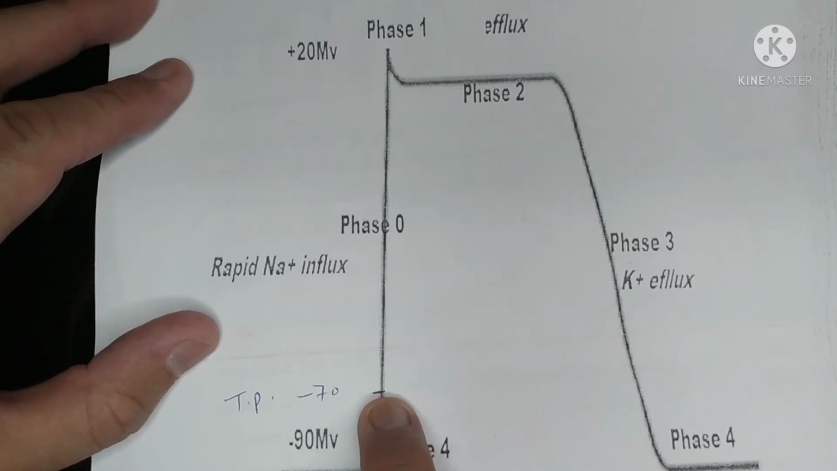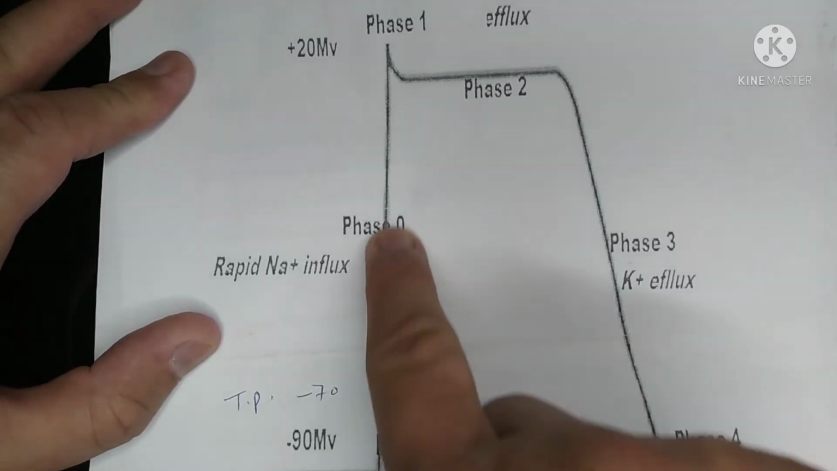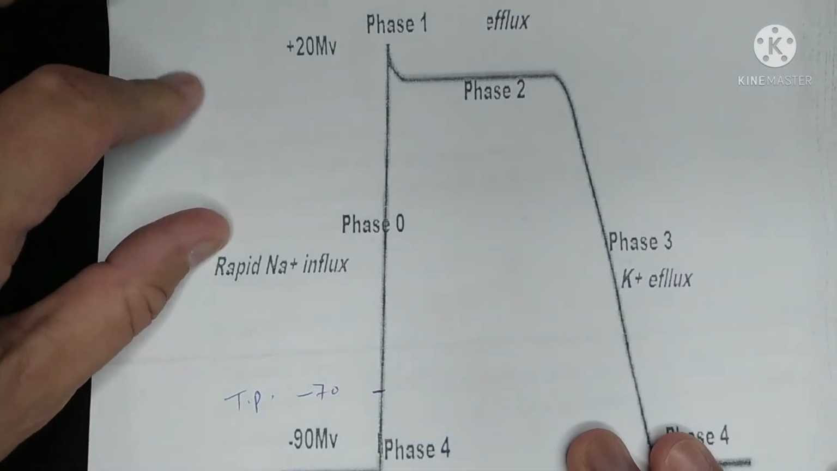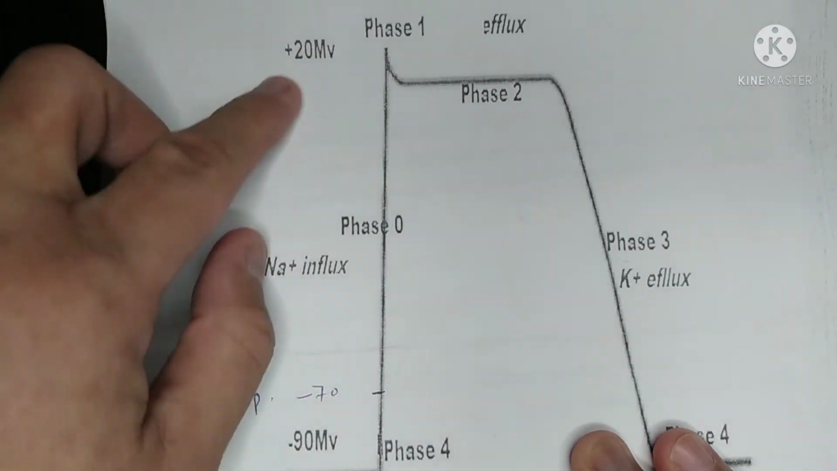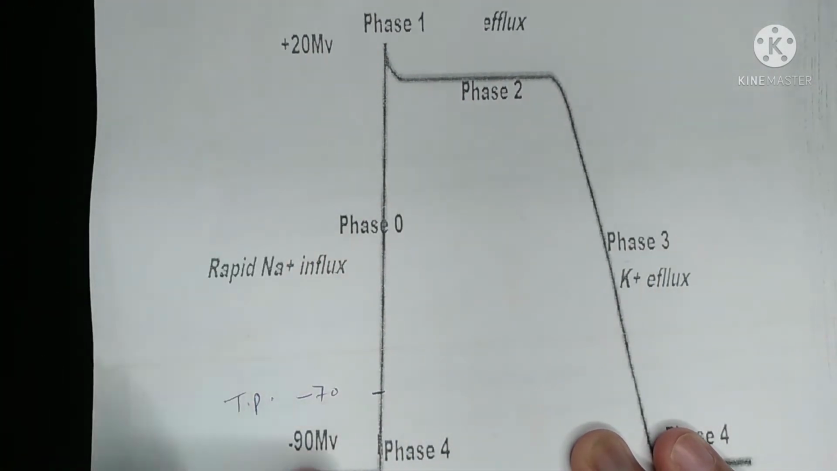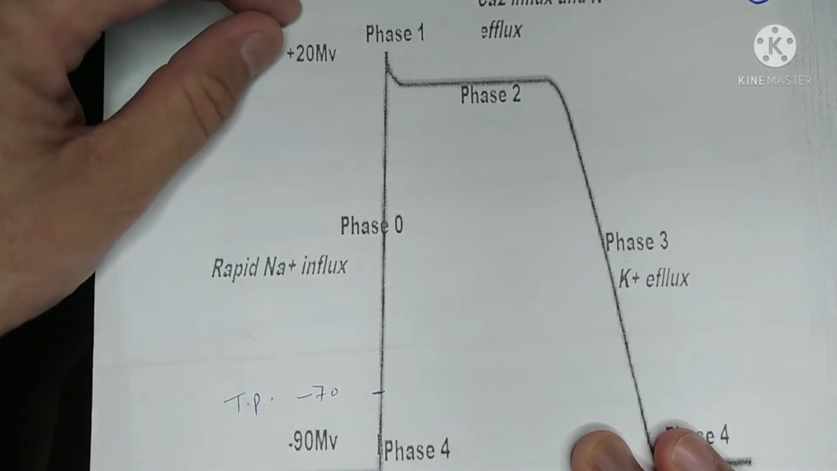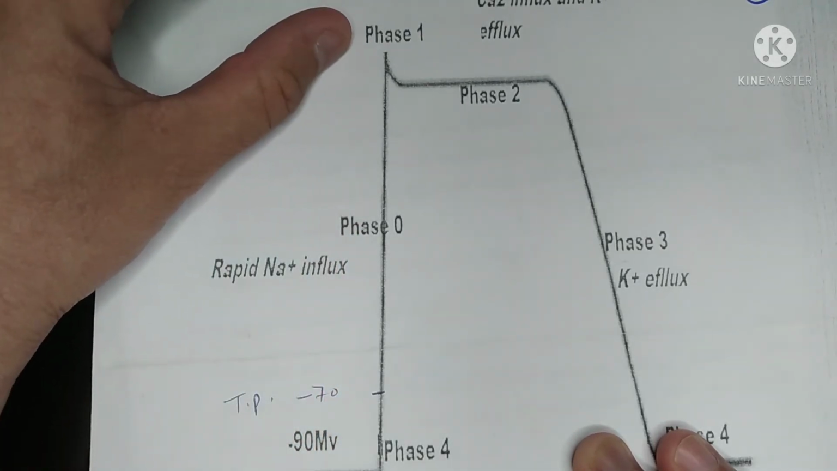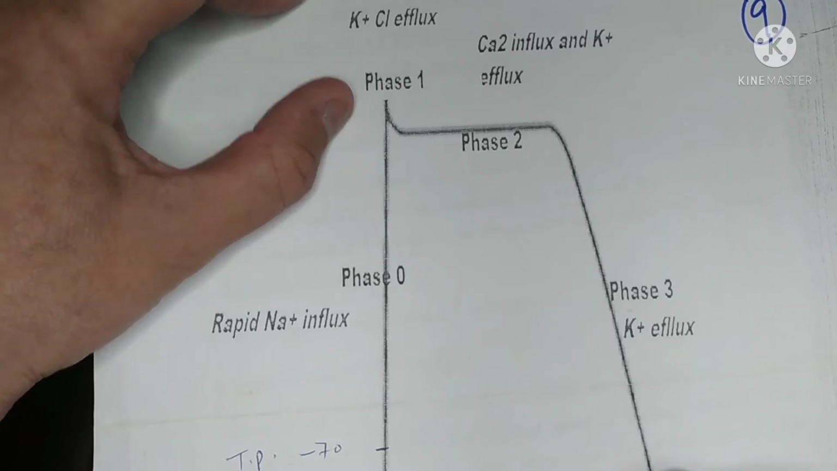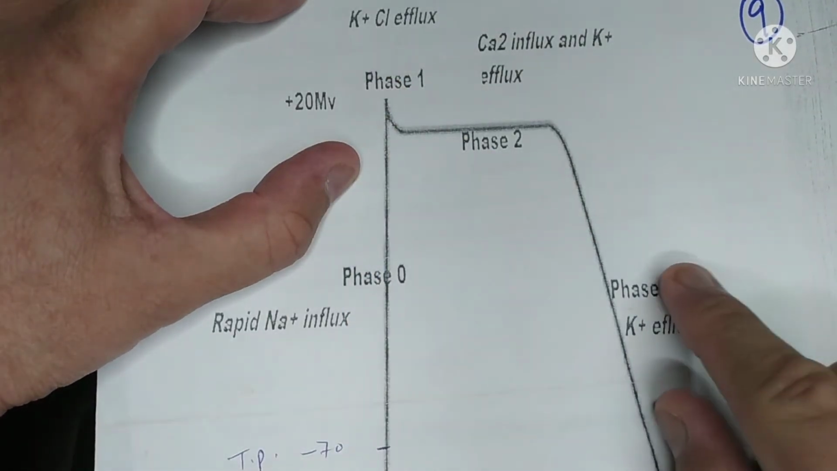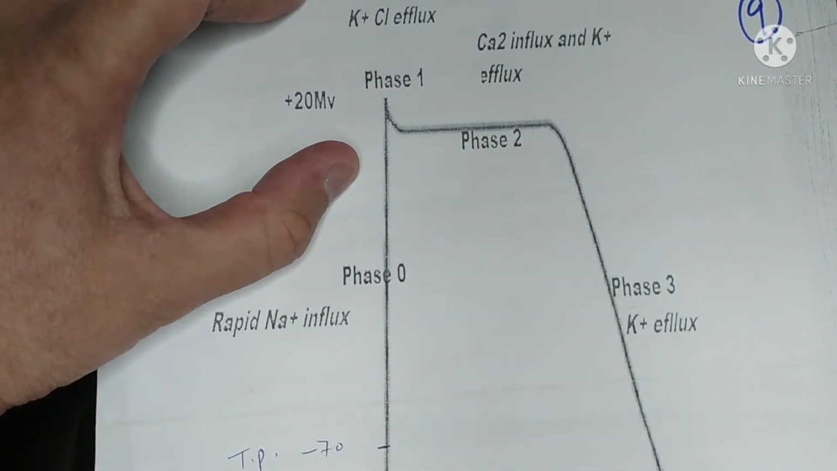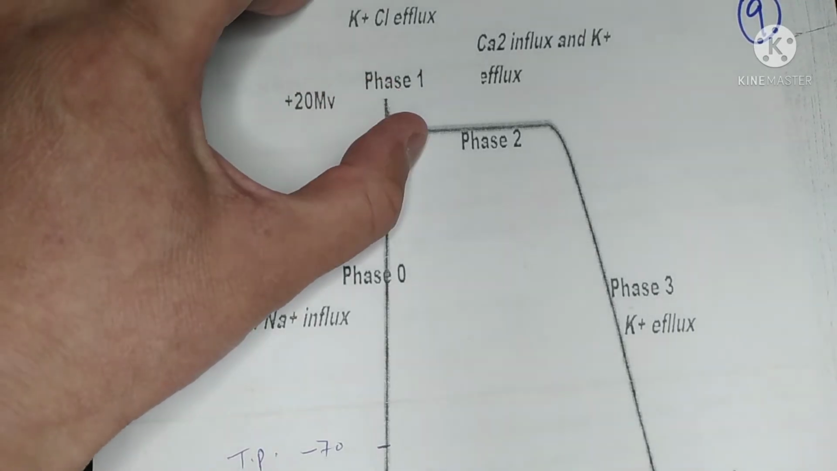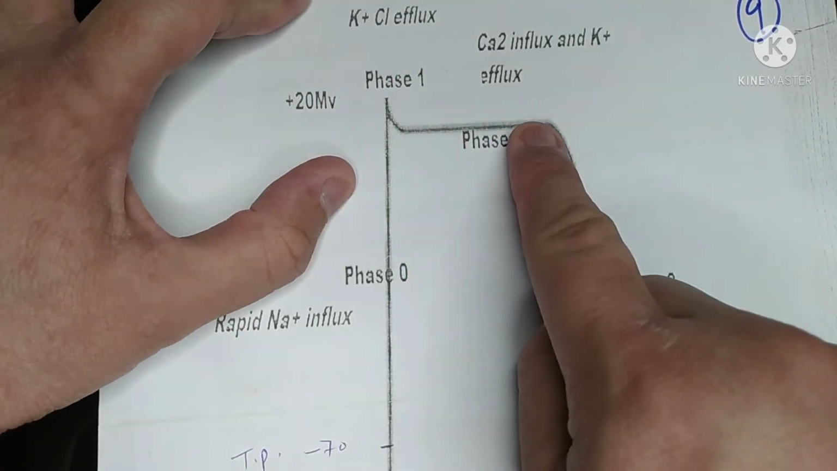The voltage gated sodium channels open up and there is rapid influx or inward movement of sodium into the cell. This is known as phase 0. It takes it up to +20 millivolt. Then after some time, voltage gated calcium channels open up. There is a calcium influx. This is phase 1. And potassium efflux, or potassium outward movement, is phase 2.